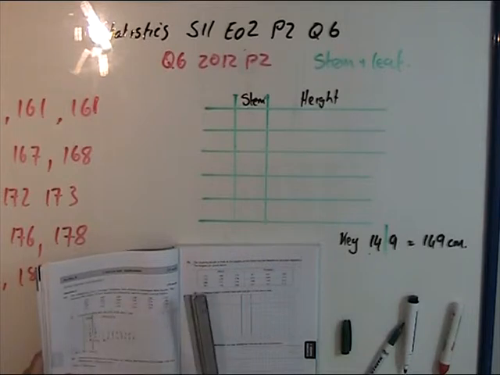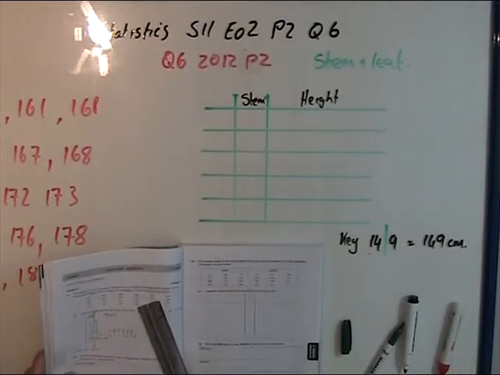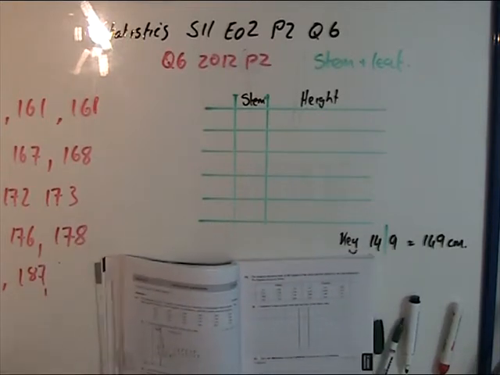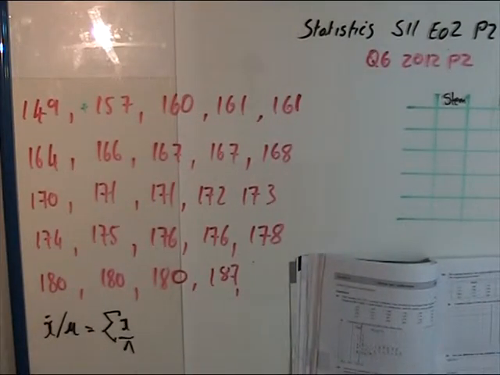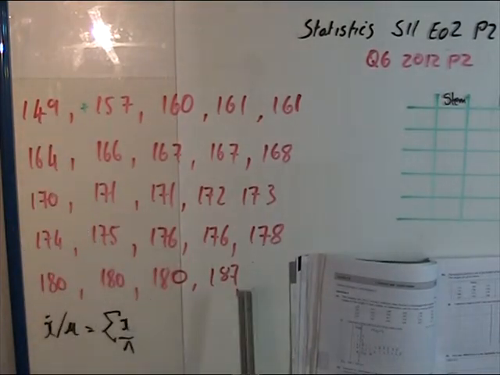When you get an array of numbers like this, you rewrite the numbers in chronological order, from the lowest to the highest. I did that and I got this. We want to find the mean of this. So I went from 149 to 187.